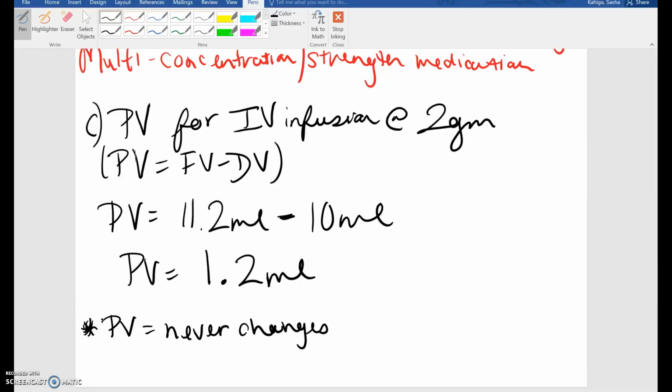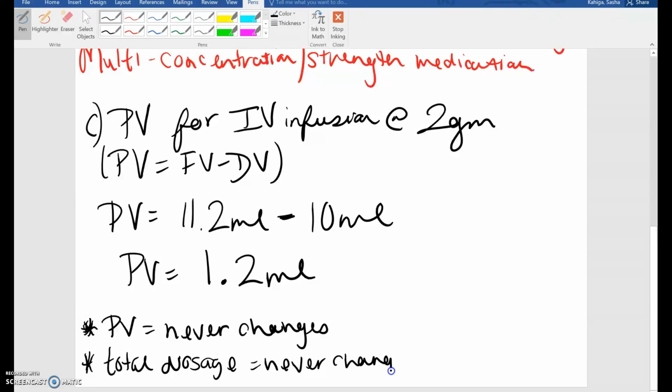milliliters. What also does not change is your total dosage, your total dosage never changes. It is what it is. The weight of the powder remains the same regardless of how much water you add to the container or how much diluent volume you add to the container. Your total dosage always remains the same. It never changes. Your powder volume never changes.